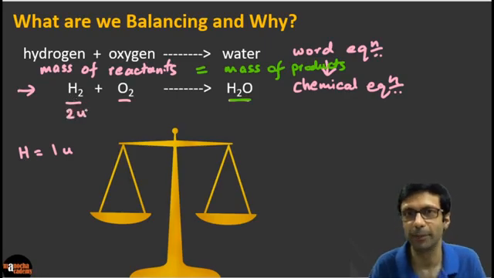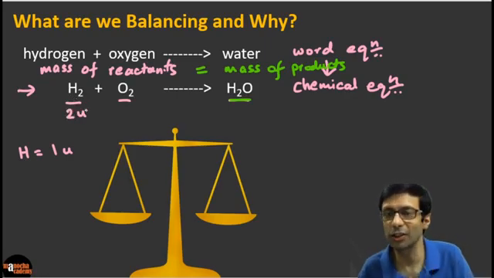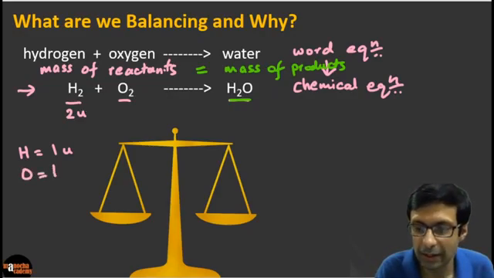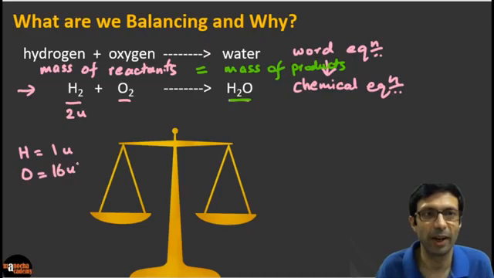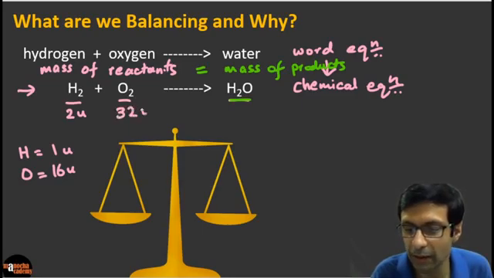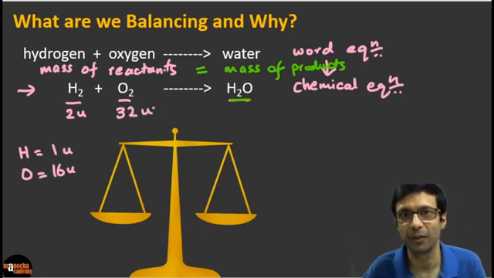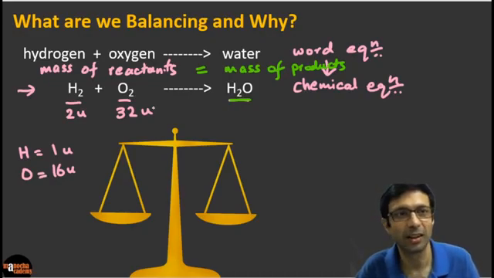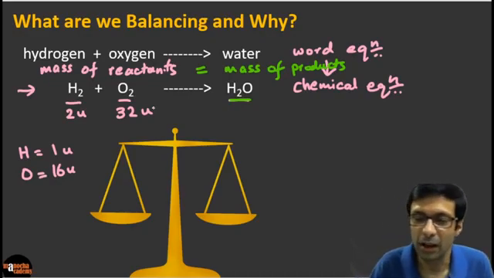So 2 into 1. Now what is the mass of one oxygen atom? As you guys may know, oxygen is 16U, right? So an oxygen molecule is going to be 16 into 2, simple. That's going to be 32U, right? So the hydrogen molecule is 2U and the oxygen molecule is 32U. Okay, now let's look at the mass of this water molecule.